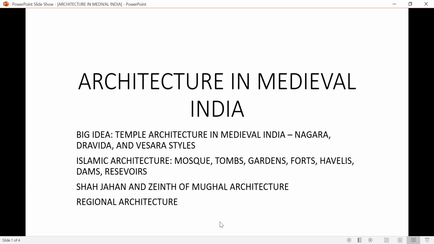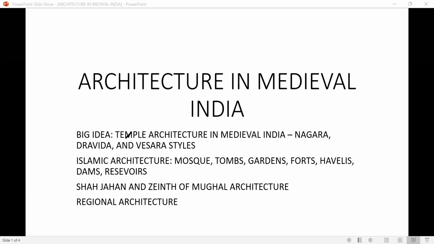The big idea of this chapter. As you all know, we start with the big idea first. So, architecture in medieval India. The big idea of this chapter is to understand how temples are made in medieval India. So, these three points are the main points of the big idea. Let's study them systematically.